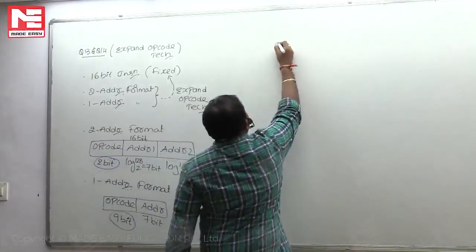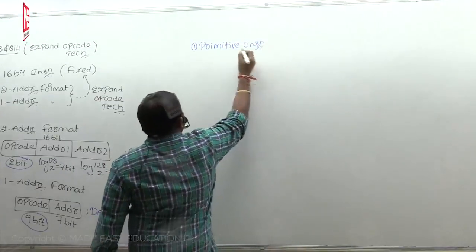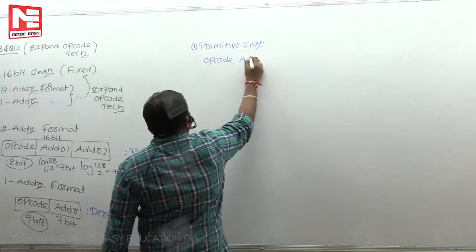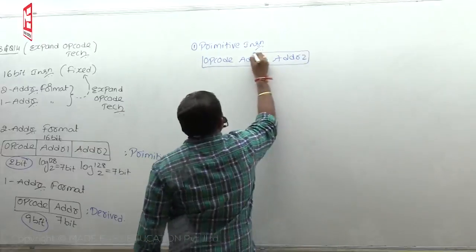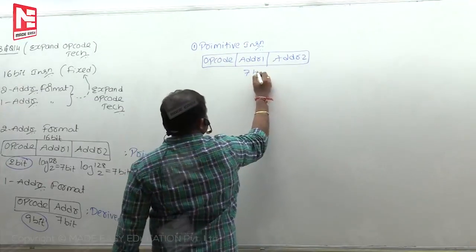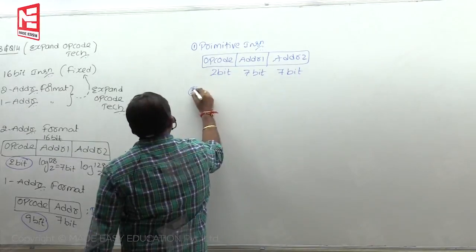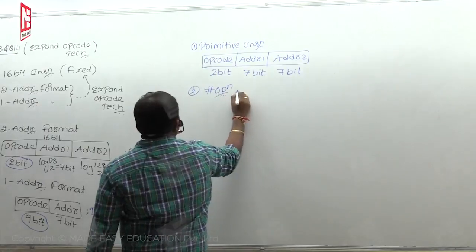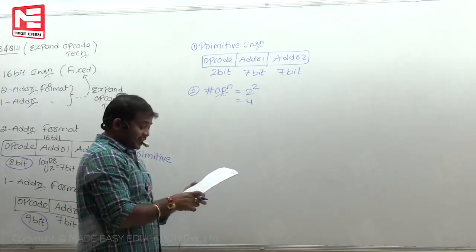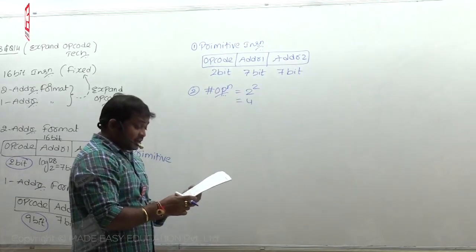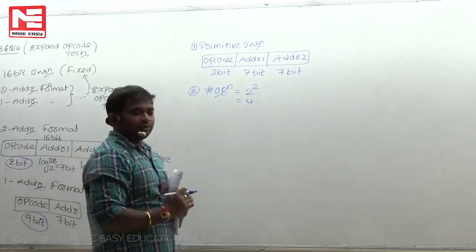Now apply. Take the primitive instruction, that is opcode, address 1, address 2: 2 bits, 7 bits, 7 bits. Number of operations possible equals 2 power 2, which means 4 operations. When we answer the 13th question, what is the question stating? Range of 2 address and 1 address instructions. We don't know how many 2 address instructions exist, so the range we need to identify.